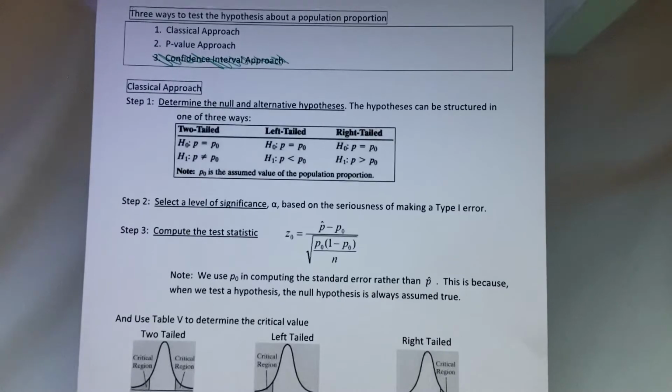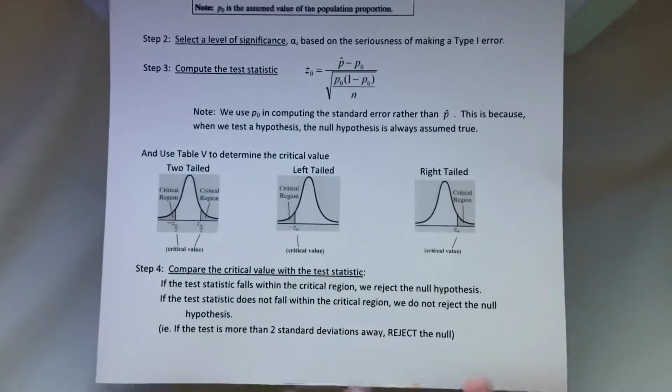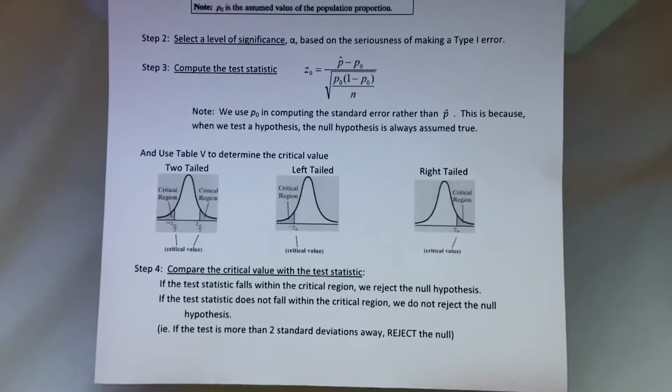You compute the test statistic, which is the z-score. And we use p naught in computing the standard error rather than p hat. It's because we're testing a hypothesis. Therefore, it's the null hypothesis that's assumed to be true. So you always use the null hypothesis proportion for your statistic, and then you use table 5 to determine the critical value.